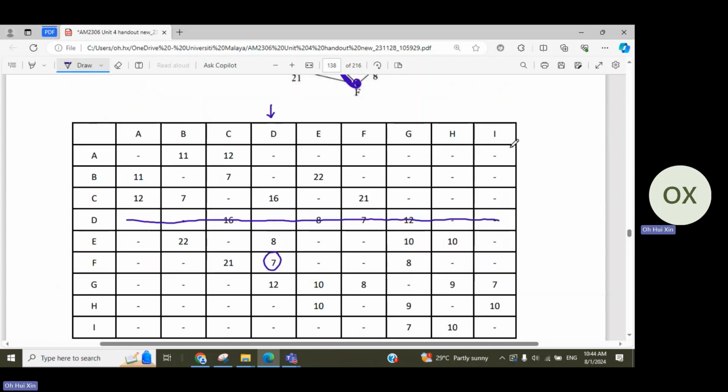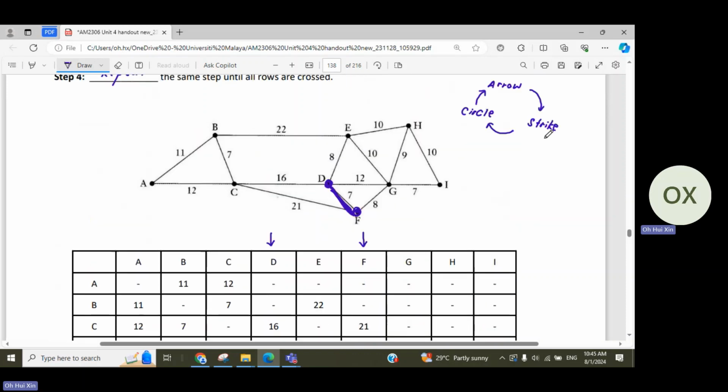So what is meant by arrow? You circle 7, meaning that now you already involve F. So F is included, so that's why arrow at F, and I want to make sure I don't go back to F anymore, so that's why I strike through F. So after I circle, I put an arrow. After I put an arrow at F, I strike through the entire line for F. Is that okay?